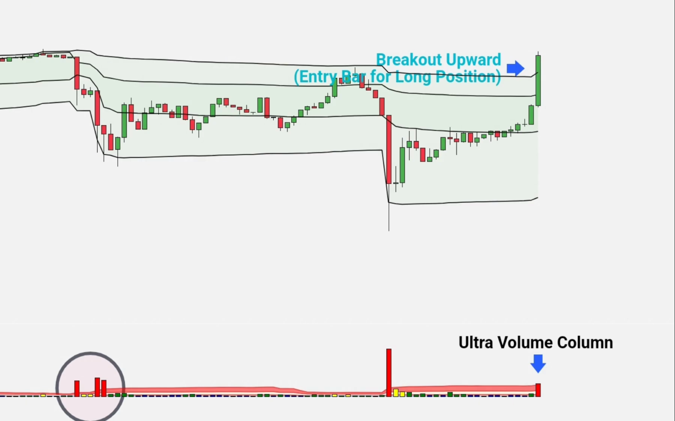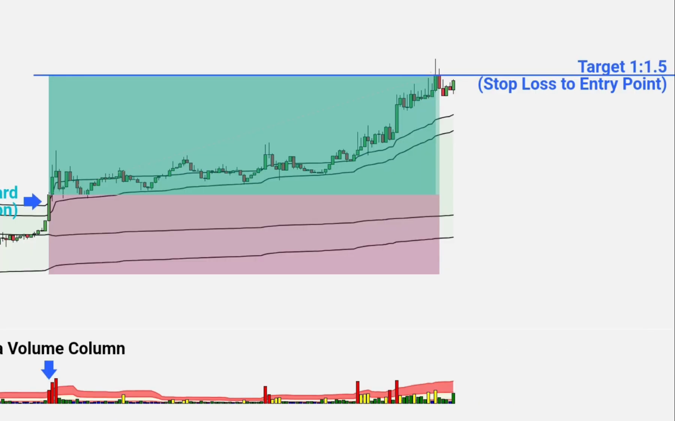But now we have a candlestick that is again accompanied by high volume and crosses the top of the Anchored VWAP indicator to the upside. Conditions for a long position are met. Here is a perfect signal again, and the price hit our first target, the risk-reward ratio of 1.5, without ever touching the risky area.